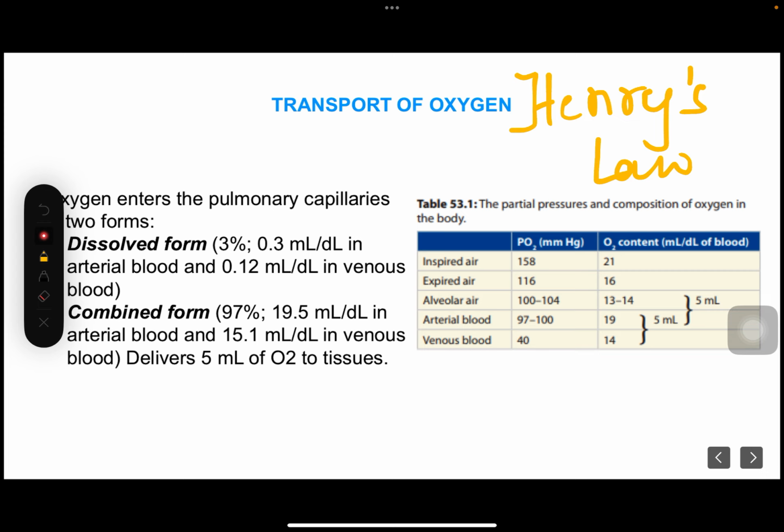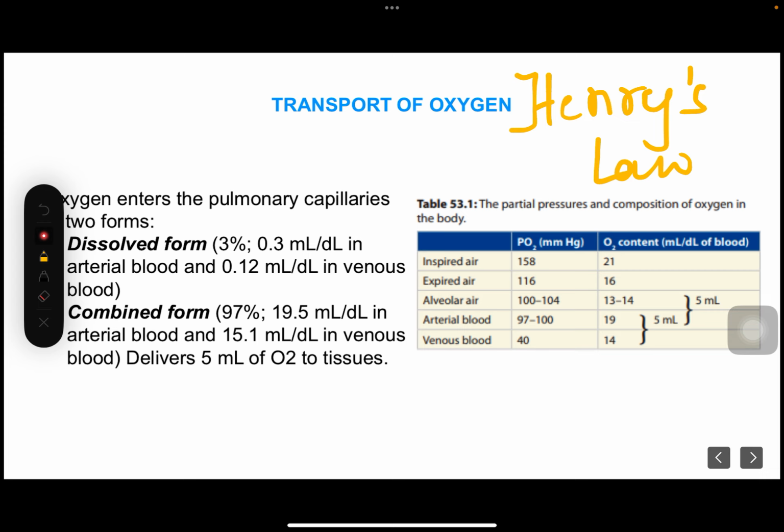I'll repeat again. As per Henry's law, the concentration of a gas in a liquid is directly proportional to the solubility of the gas, and also directly proportional to the partial pressure of that gas. If it is oxygen, then the concentration of oxygen in the plasma is proportional to the solubility of oxygen and directly proportional to the partial pressure of oxygen.